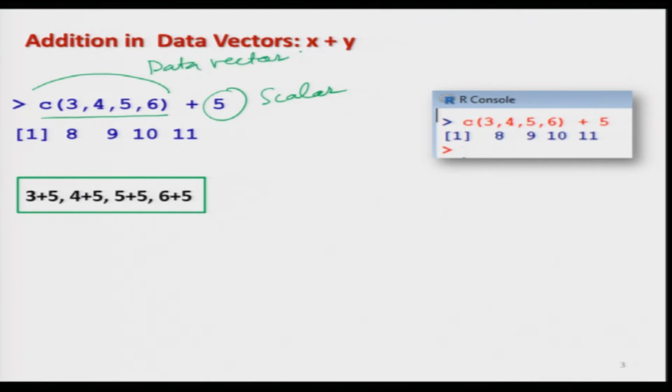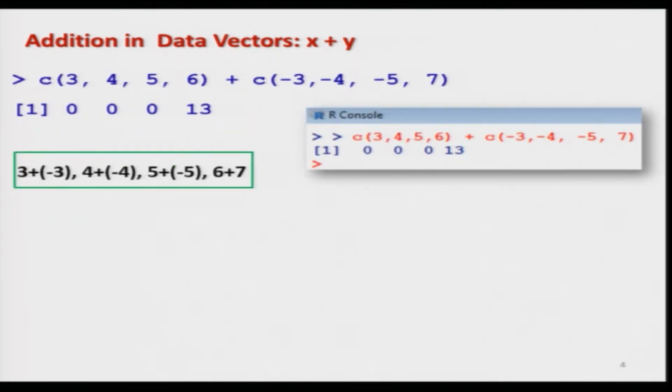Now if you try to add it, you can see what is happening. This 5 is being added to each of the elements inside the data vector. So 3 plus 5, 4 plus 5, 5 plus 5, 6 plus 5, and then finally you get an outcome 8, 9, 10, 11. 3 plus 5 is 8, 4 plus 5 is 9, 5 plus 5 is 10 and 6 plus 5 is 11, and here is the screenshot. I will try to do it on the R console, but before that let us try to understand these operations.